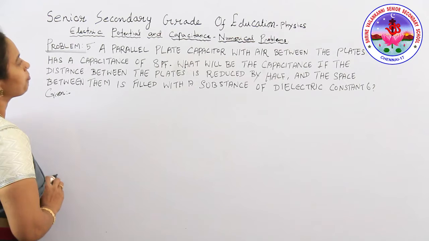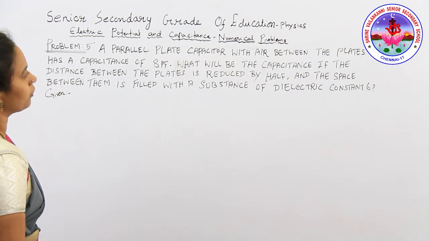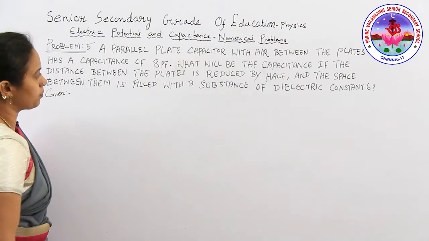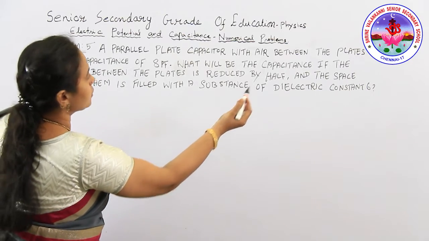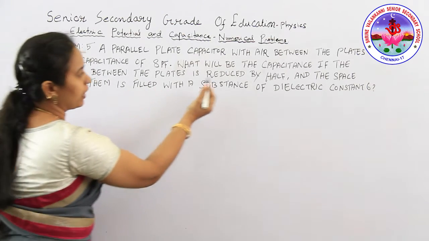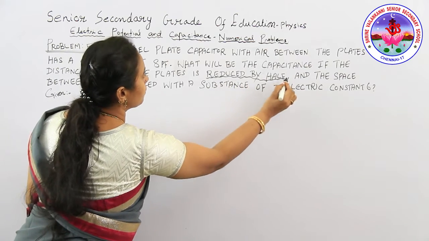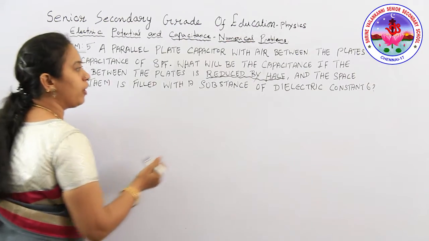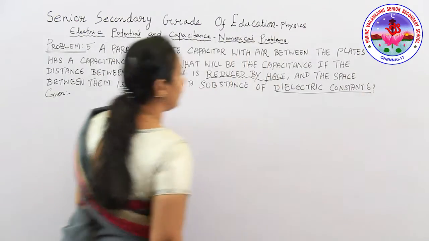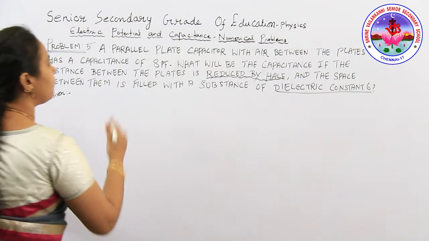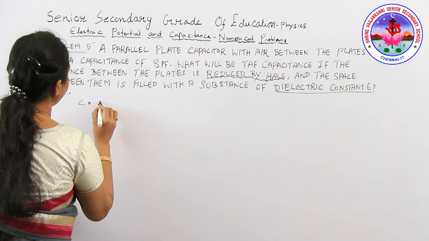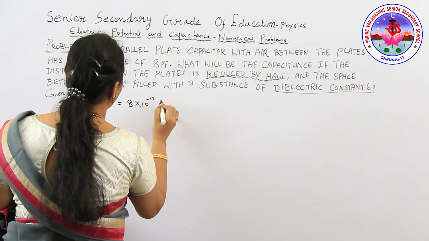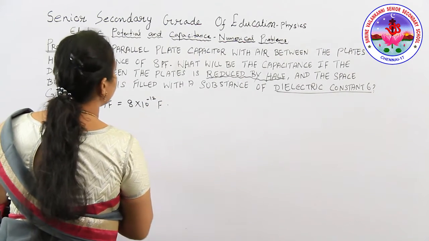Problem 5. A parallel plate capacitor with air between the plates has a capacitance of 8 picofarad. What will be the capacitance if the distance between the plates is reduced by half, and the space between them is filled with a substance of dielectric constant 6? First we write the given value: C, which is equal to 8 picofarad, or we can write 8 into 10 power minus 12 farad. This is the given value.